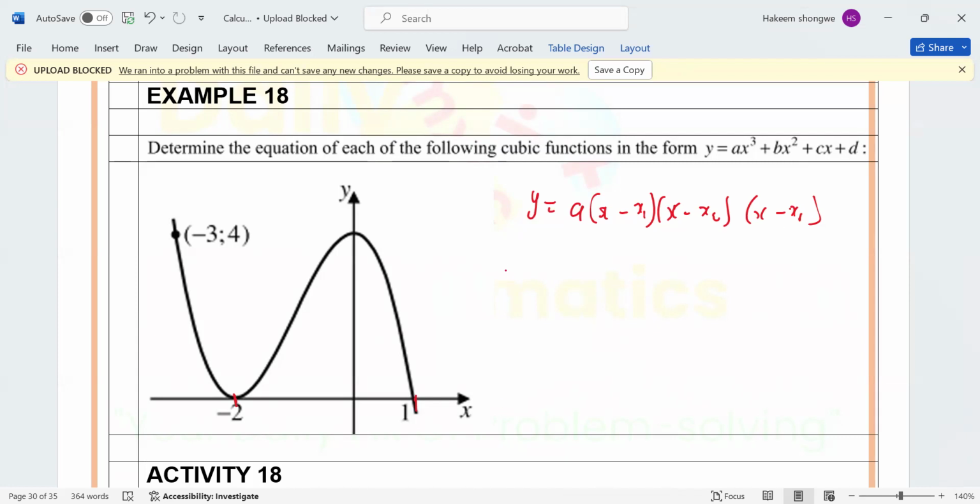Now, how am I going to do this? I'm going to have y equal to a times x. You come and substitute this one again. You say I'm going to have minus and a minus again. Look at this. You're going to have minus open bracket minus 2.